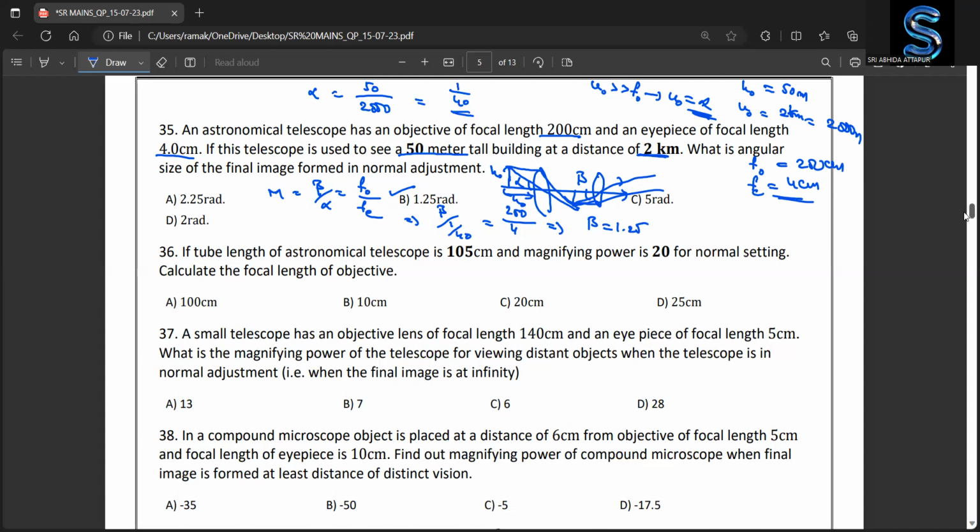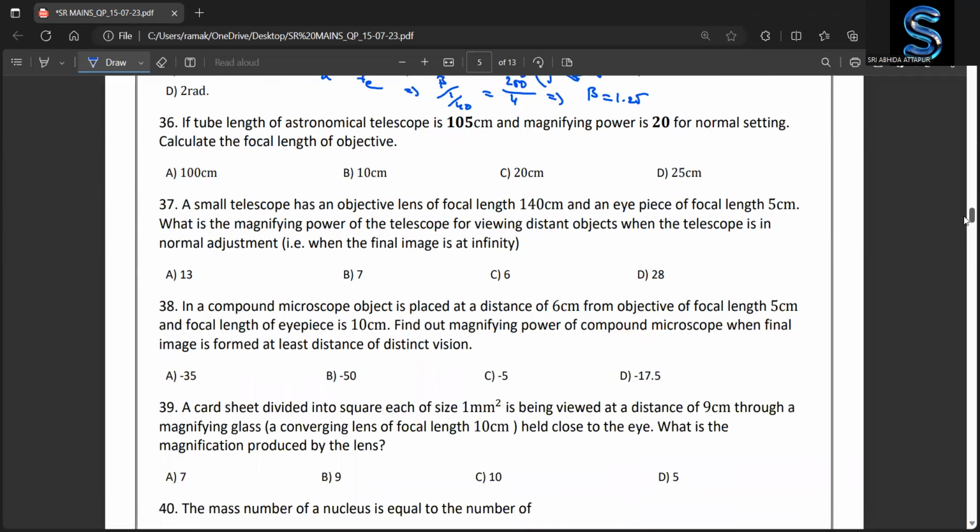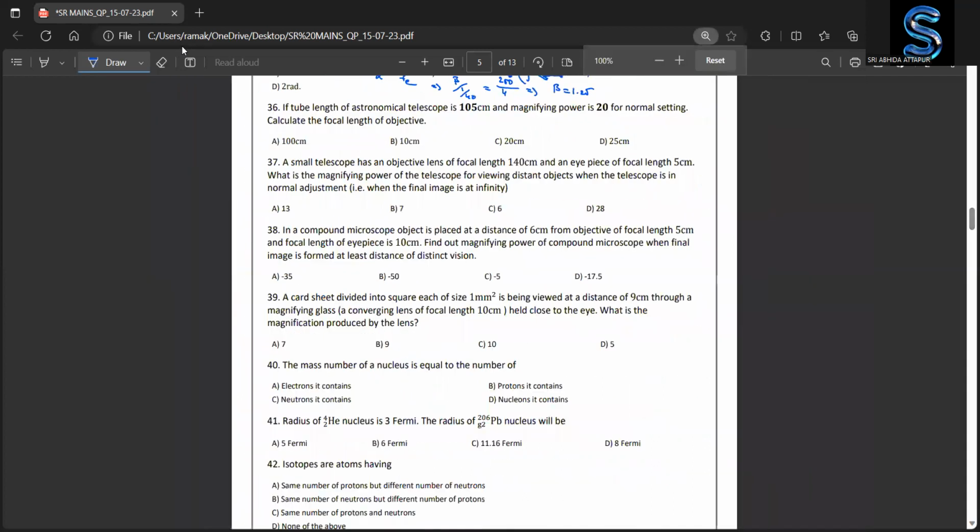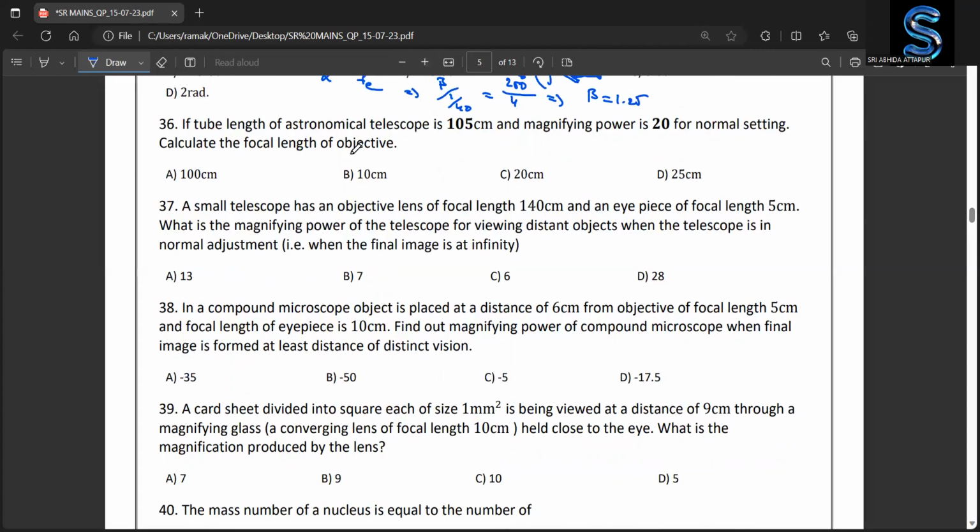Observe the next question. If the tube length of an astronomical telescope is 105 centimeters and its magnifying power is 20 for normal setting, calculate the focal length of the objective. Here the magnifying power has been given as 20 and the tube length L is equal to 105 centimeters.